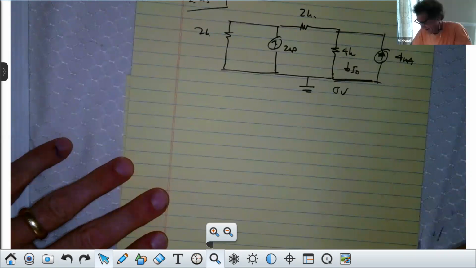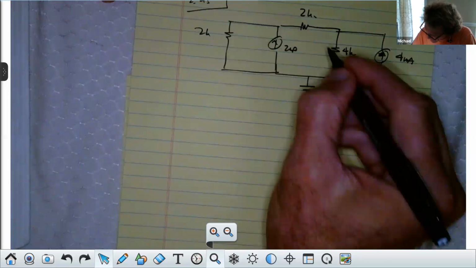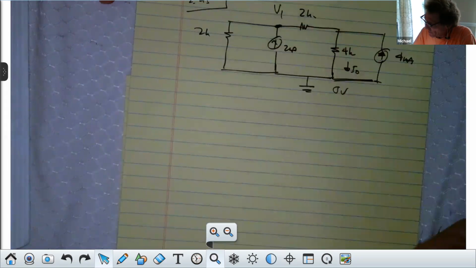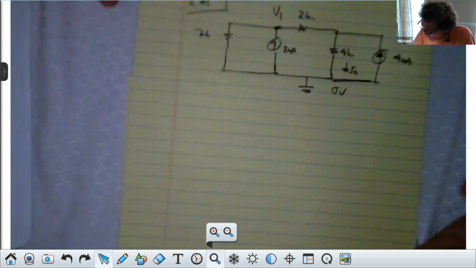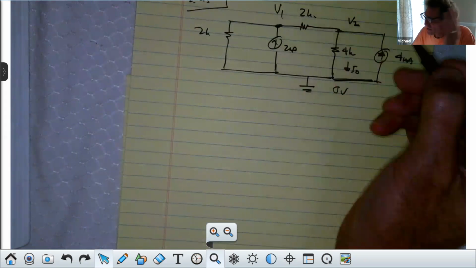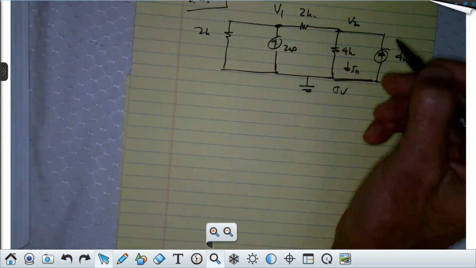Well, the next thing we have to do is put some unknown voltages. How many see that's a node? And I'm going to label that V1. You agree with me? And I'm going to label that V2. Now, if you want to label it VA and VB, knock yourself out. It's immaterial what you call them. You good, class?